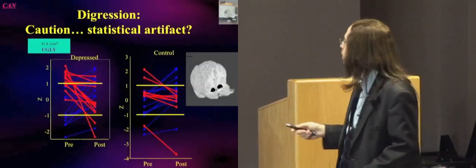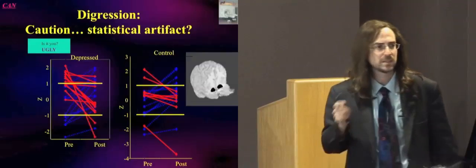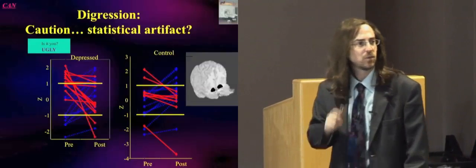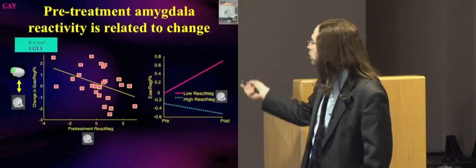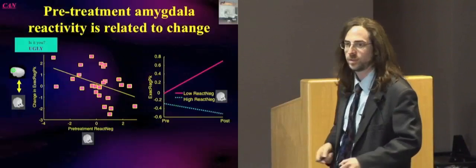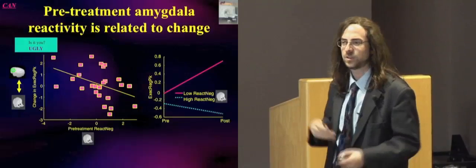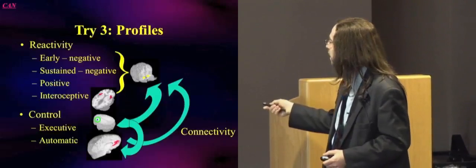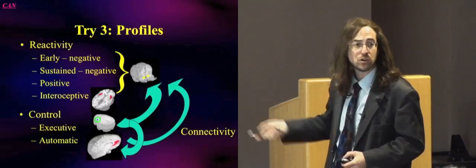Could be a statistical artifact. I'm going to bypass that for time because I want to get to one last point before we stop. And the last point is I've talked about activity in some different areas, like the amygdala to positive and negative information. I could talk about the insula, which does body processing. I could talk about my executive control regions.